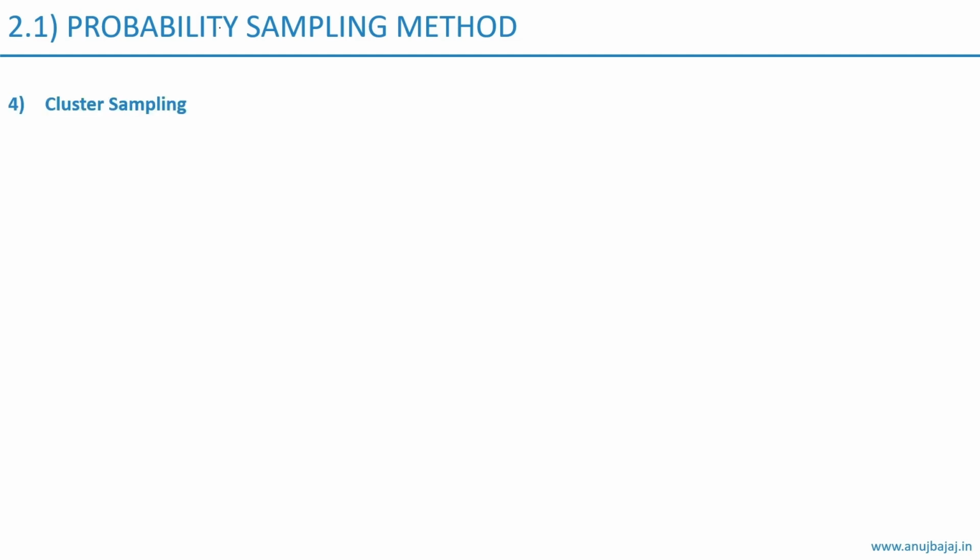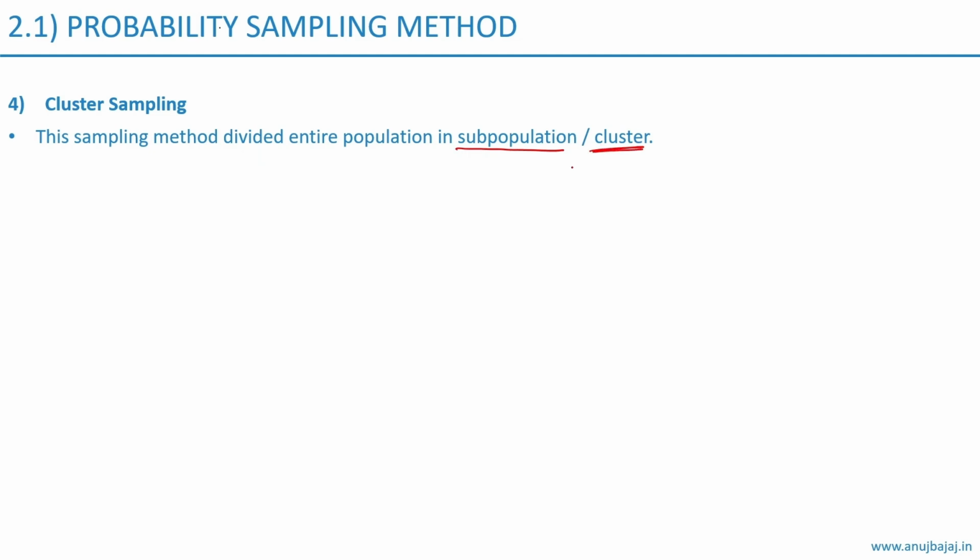The fourth and the last probability sampling method is cluster sampling. This sampling method is similar to stratified random sampling in some aspects. Just like stratified random sampling, this method divides the entire population into subpopulations, which are also referred to as clusters. But unlike stratified random sampling, which divides the population based on some criteria, here the population is not divided based on certain criteria. Rather, each cluster is a mini representation of the entire population.